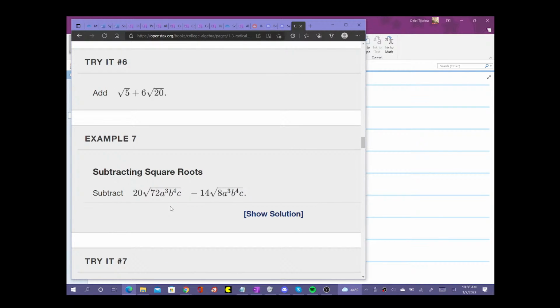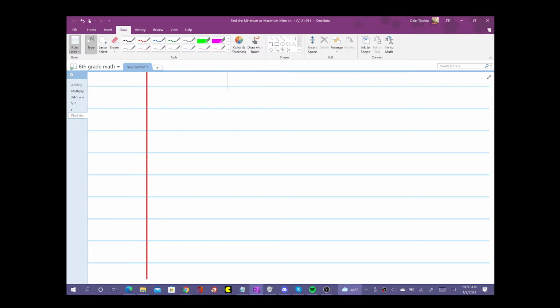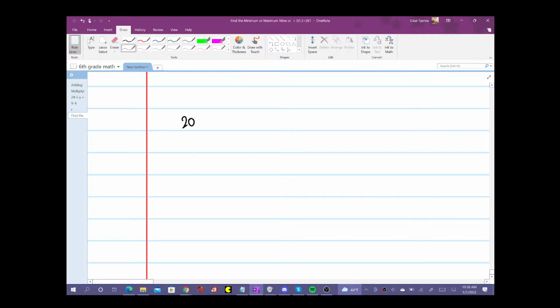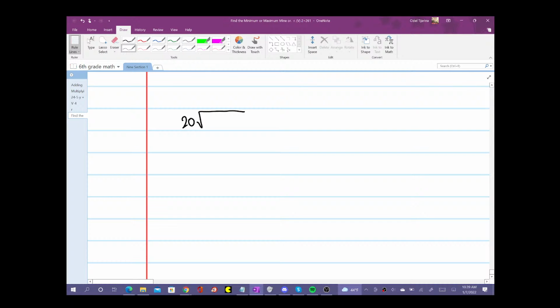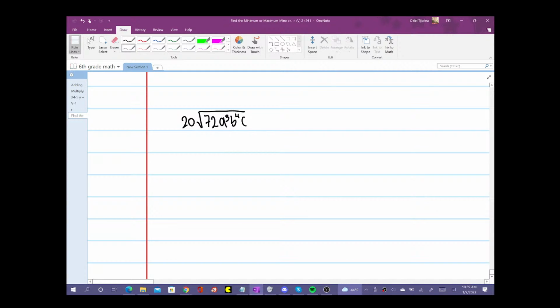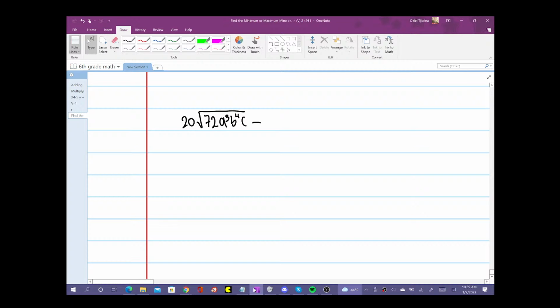Subtracting square roots. Now subtracting square roots, this is another one. So we have 20 times the square root of 72 a cubed b to the fourth c minus 14 square root of 8 a cubed b to the fourth c.